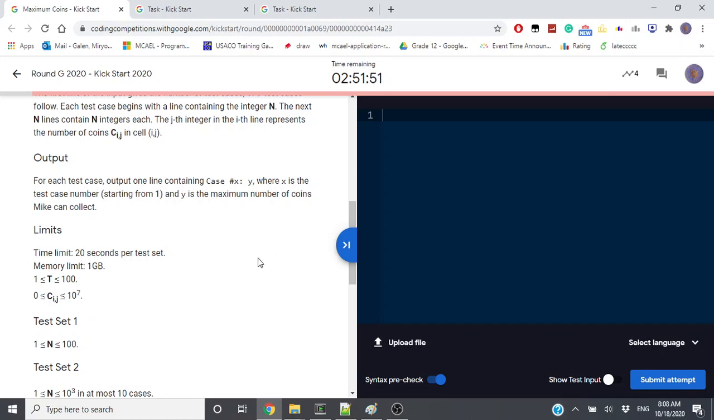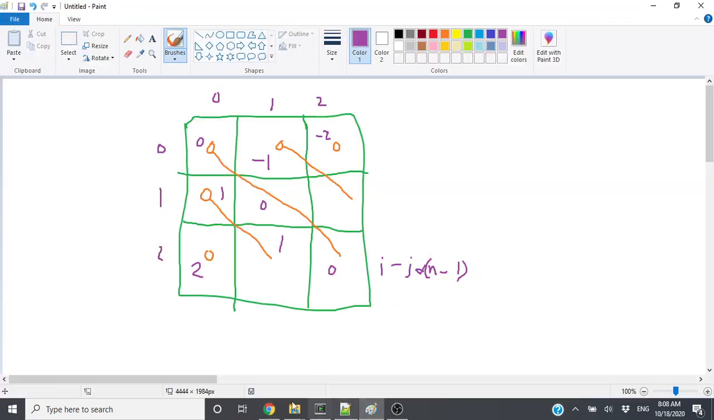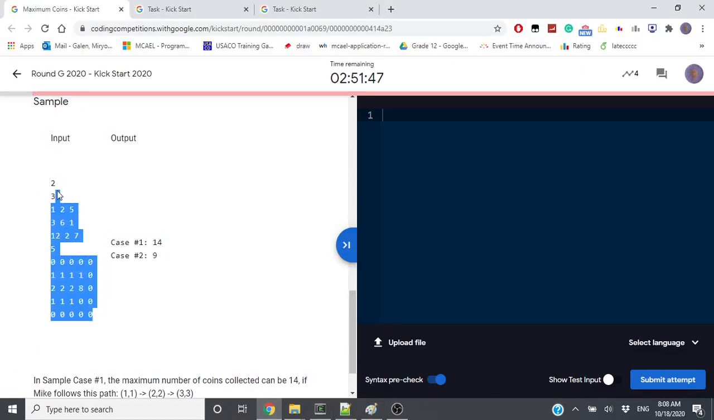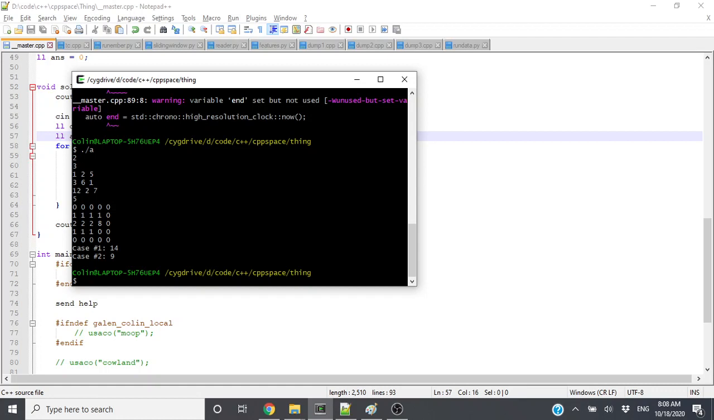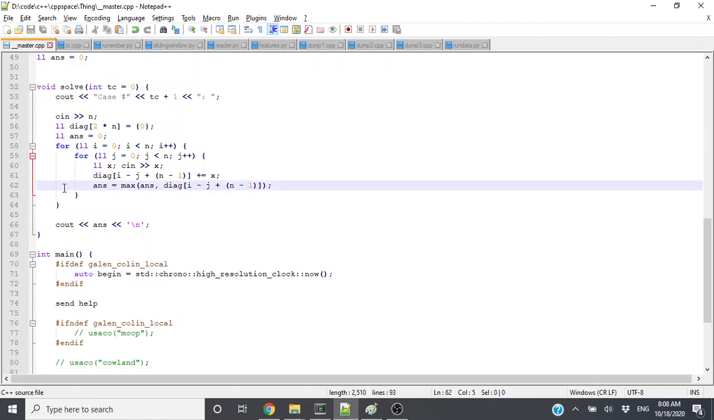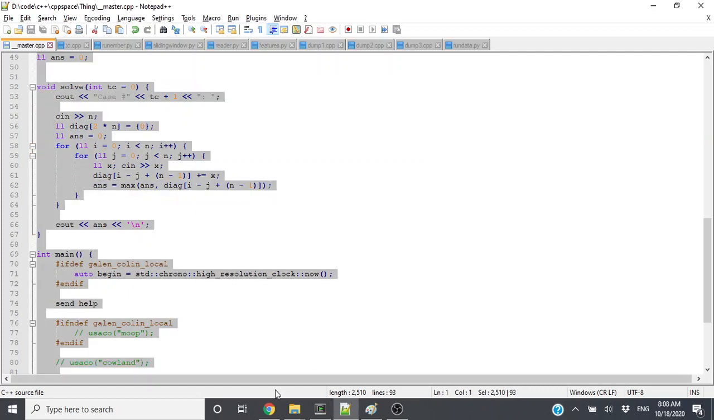And 2n is big enough, right? Because the biggest i can be is also n minus 1. Yeah. So then this should be 14 and 9, I think. 14 and 9. Yep, we're doing the diagonals right. 1, 6, and 7. Everything is within bounds. 2 times n is big enough. Okay, cool.